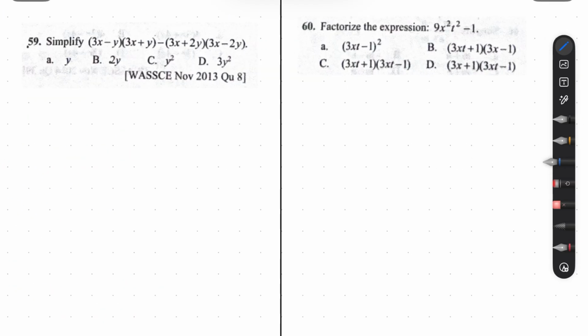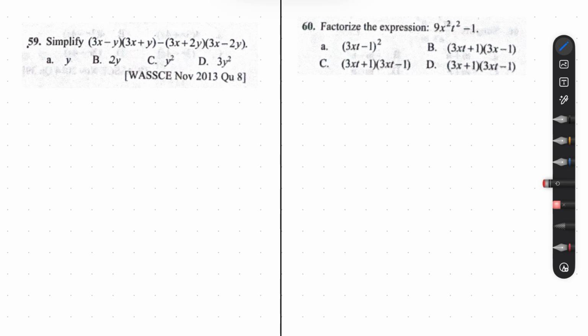All right, let's move on to question number 59. The question says simplify this minus this. Okay, so before we go on trying to expand and multiply everything, let's not do that. Let's look at it with an eagle eye. Now we can see that this is the same as this, and then y and y. That means one is negative and one is positive. That means this is a difference of two squares, because we have the same terms with addition and subtraction.